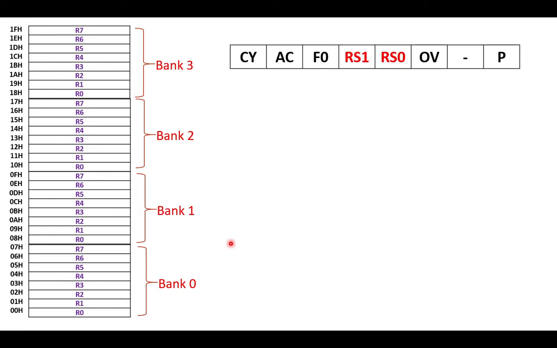The same figure is shown here, and the question now is, suppose I am talking about the R1 register. As it is in every bank, how will I come to know to which bank it belongs? For that purpose we have the facility of the RS1 and RS0 bits of the PSW register.